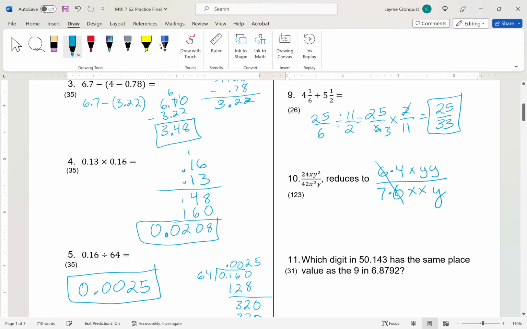Alright, the 6 cross out. These 2 x's cross out, and those 2 y's cross out. So I'm left with 4y over 7x. And I can't reduce it further.